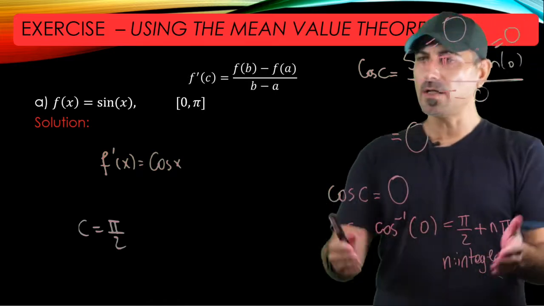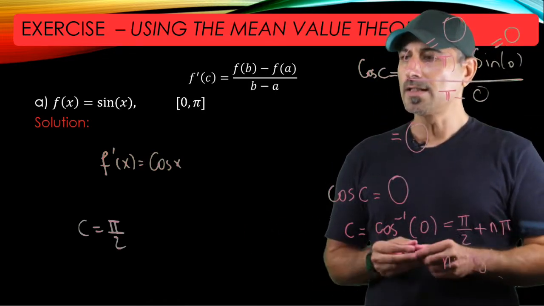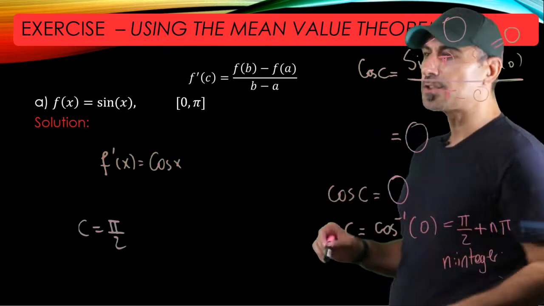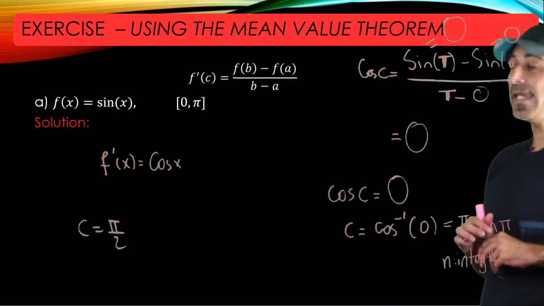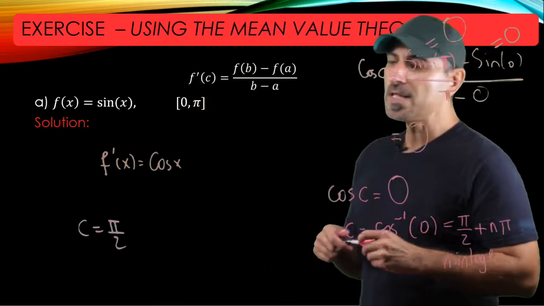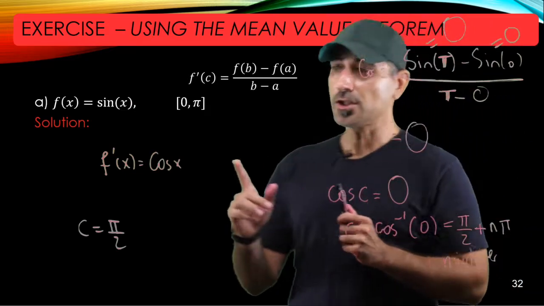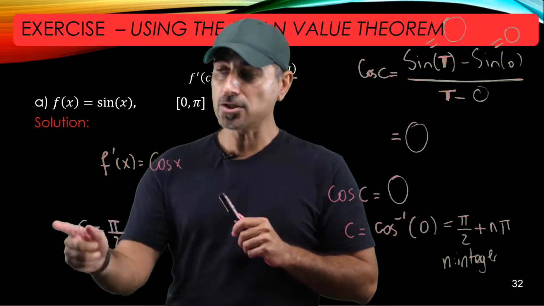It's good practice for you to check other n values, then convince yourself that pi over 2 is the only candidate that is in the interval 0 and pi. So what that means is that when we look at the graph of the sine function, we should have a horizontal tangent line at this point.